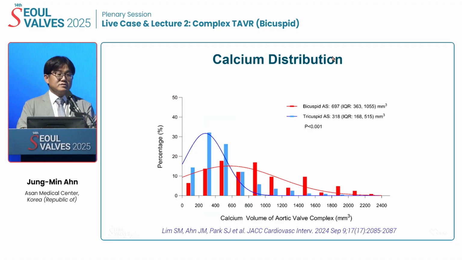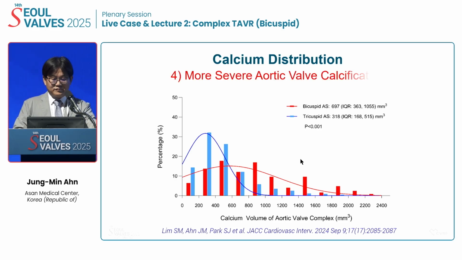In addition, the most important characteristic of bicuspid aortic valve is calcification. The calcification in bicuspid aortic valve is 2 times higher than in tricuspid. In our registry data, the tricuspid aortic valve calcification volume is only 300, but the bicuspid aortic valve mean calcification volume is 600. So basically, bicuspid aortic valve is a more severely calcified aortic valve disease.